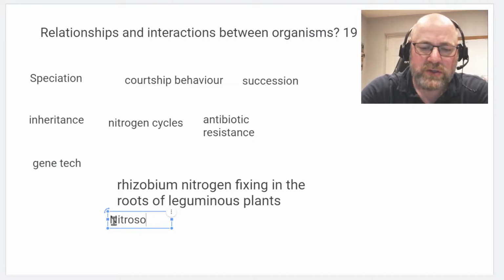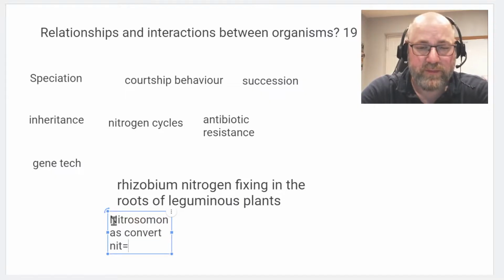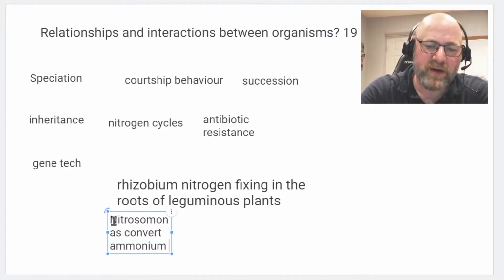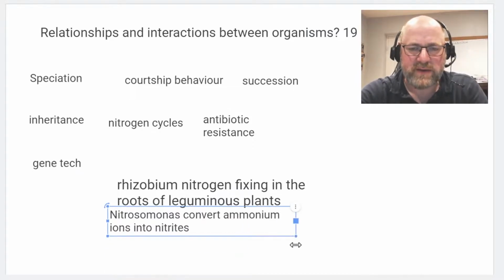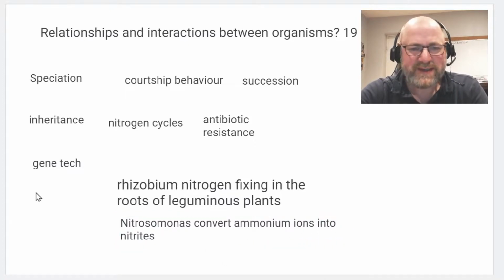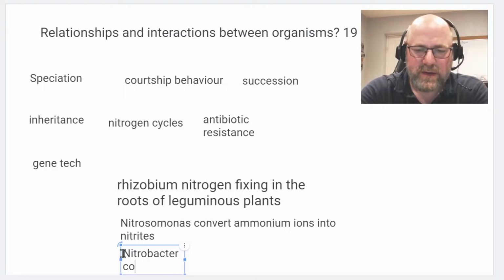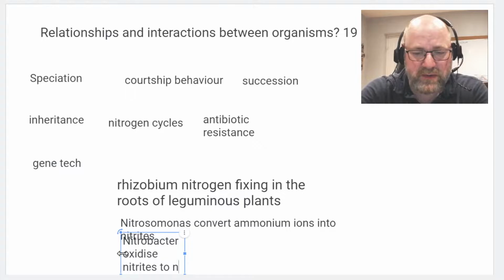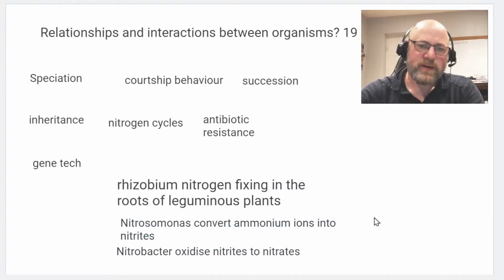You've then got nitrosomonas, which convert, sugar, no, they don't convert sugar. They convert ammonium ions into nitrites, NO2 minus, for those of you doing chemistry. And then you've got nitrobacter, which convert, well, oxidize is probably a better word than convert, oxidize nitrites to nitrates. So would that be enough? Maybe you're using 3 beyond the spec names there.